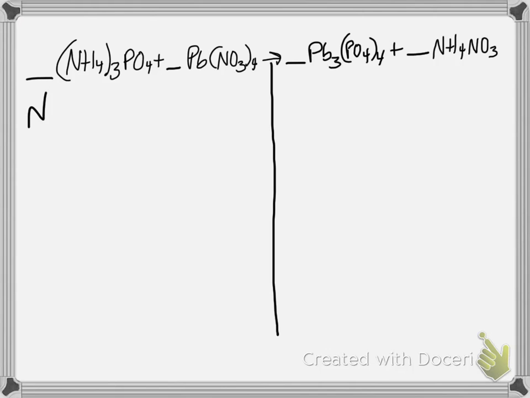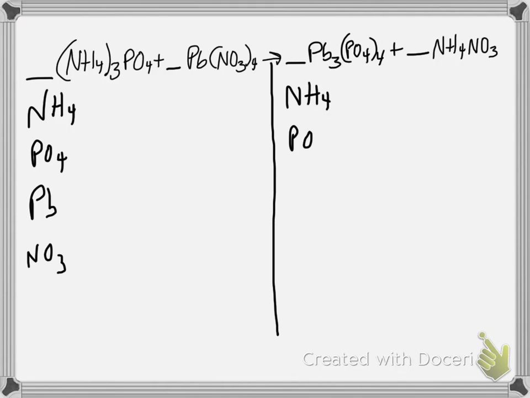So go ahead and list, and then I just went ahead and did it anyway. So list your polyatomic ions. So we have NH4 ammonium ions, we have phosphate ions, PO4, we have lead-4 ions, and we have nitrate ions. And I'm going to list the exact same things on the other side of the equation.